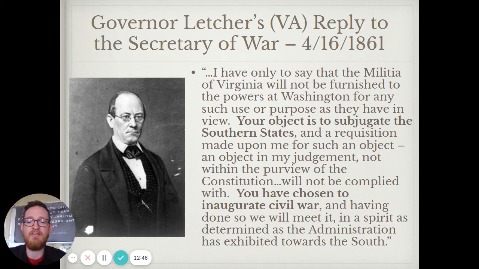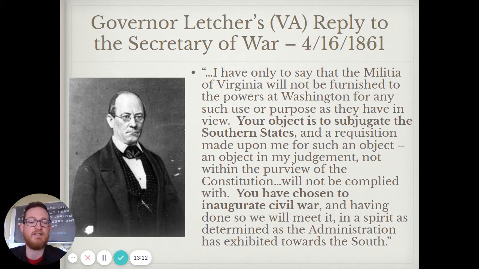Right here, this is from the Virginia governor at that time. He would be Virginia's Civil War governor, Governor Letcher. He would reply to Lincoln and to the Secretary of War's request for troops with this response in April of 1861. He said, "I have only to say that the militia of Virginia will not be furnished to the powers at Washington for any such use or purpose as long as they have in view.